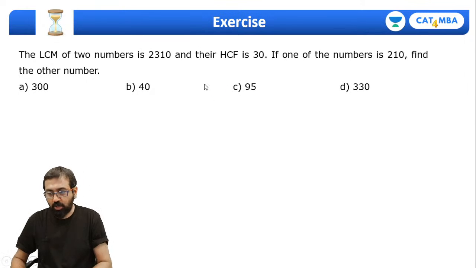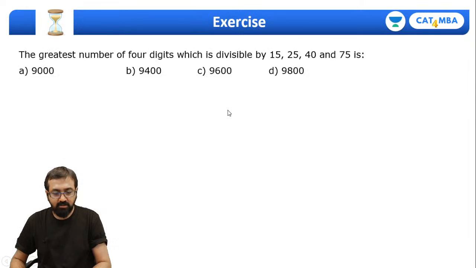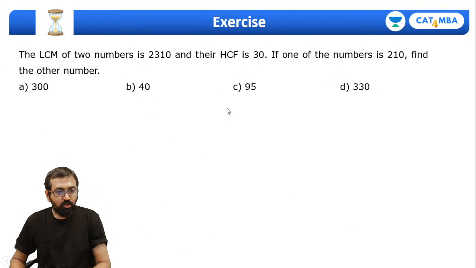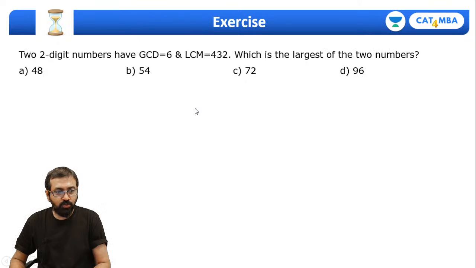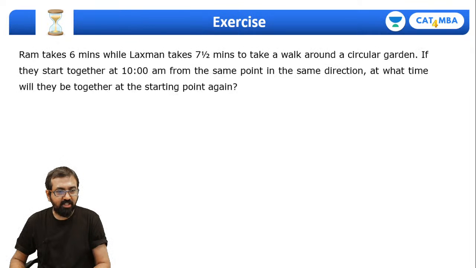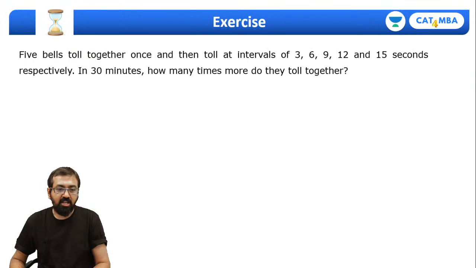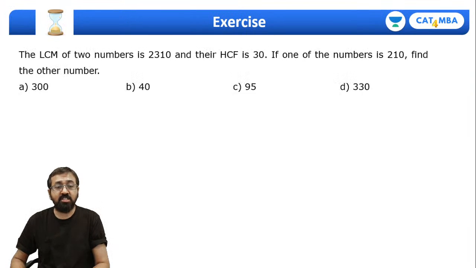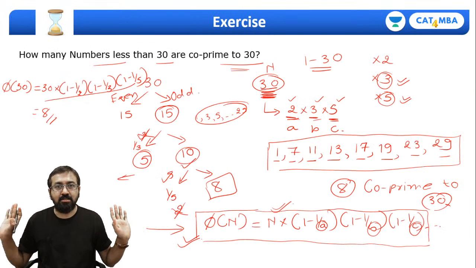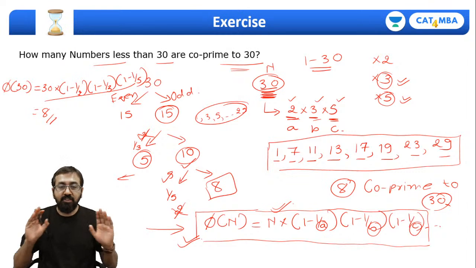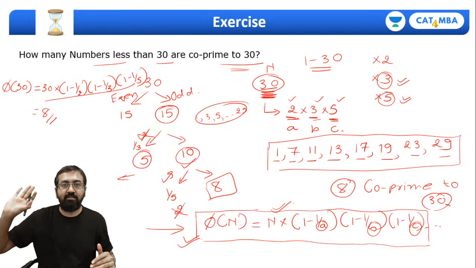So see, let me show you how many questions we need to complete. Let's count them first. We'll start with this one: 1, 2, 3, 4, 5, 6, 7, 8. Yeah, 8 questions, and these 8 questions are of 8 different varieties. As simple as that. We have just started with the CAT level.